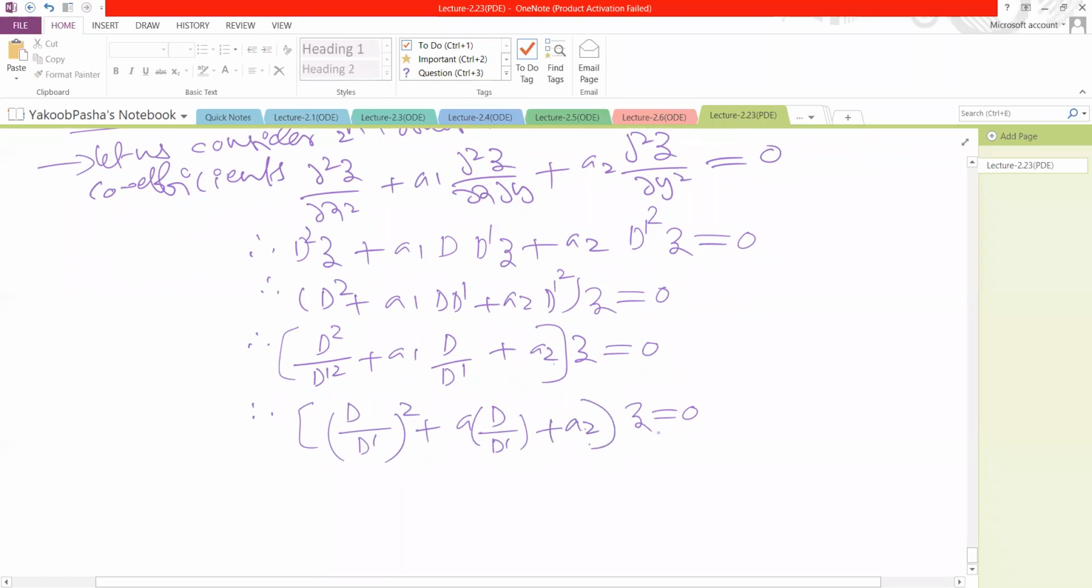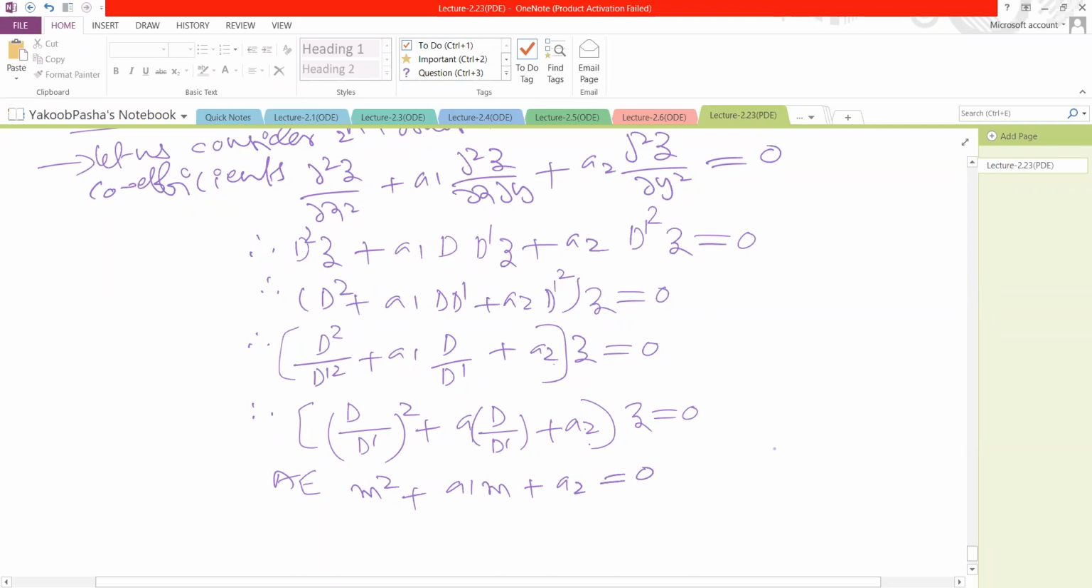Now we can write the corresponding auxiliary equation. AE means d by d dash equal to m, that is m square, and a1 into m plus a2 is equal to 0. Okay, we are writing d by d dash as m, so m square plus a1m plus a2 equal to 0.